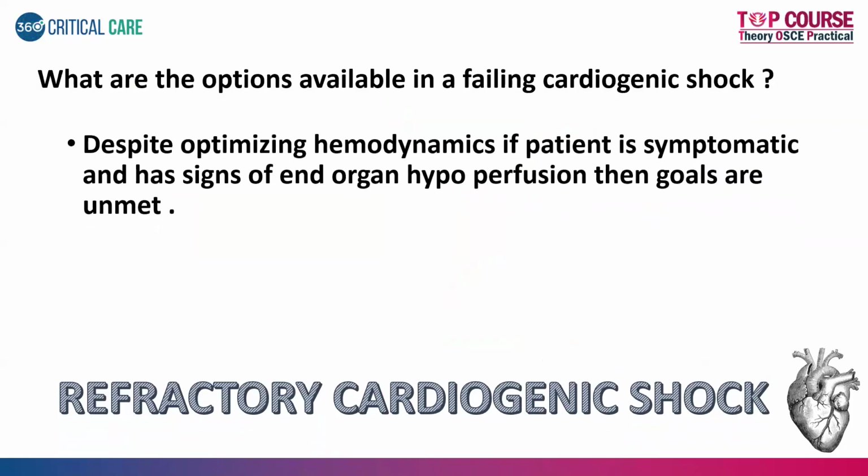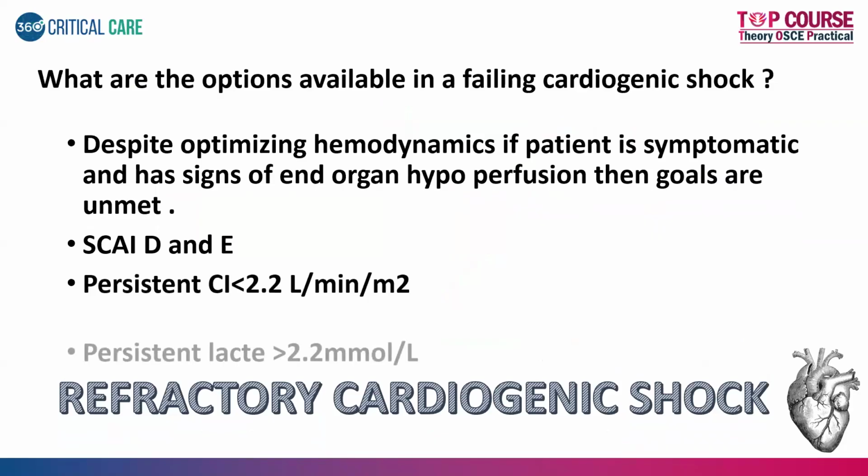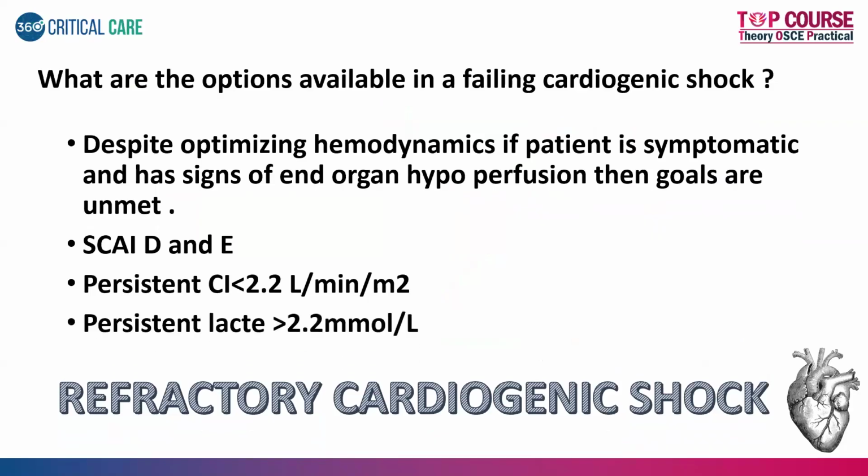Despite optimizing the targets, if you still have signs of hypoperfusion and the patient falls in SCAI grade D or E, with a cardiac index of less than 2.2 and a lactate of more than 2.2, sorry for the spelling error.